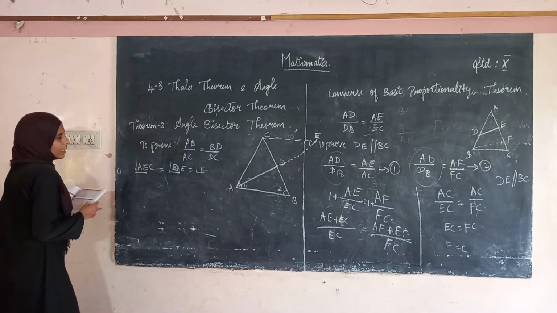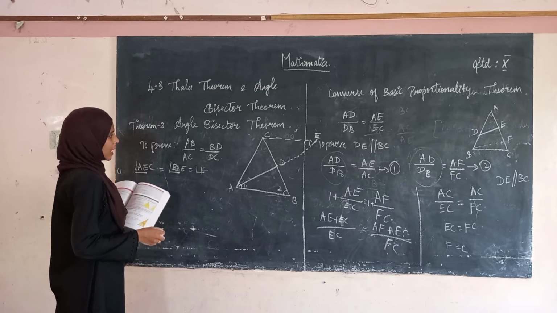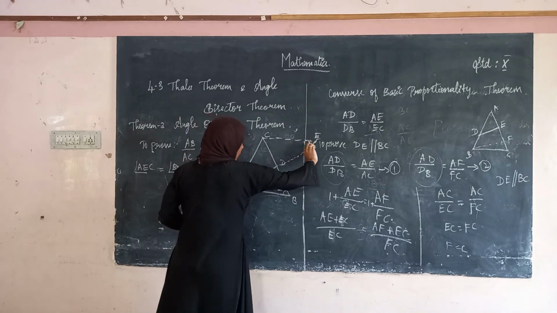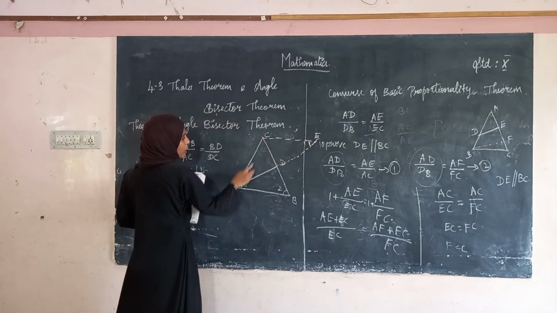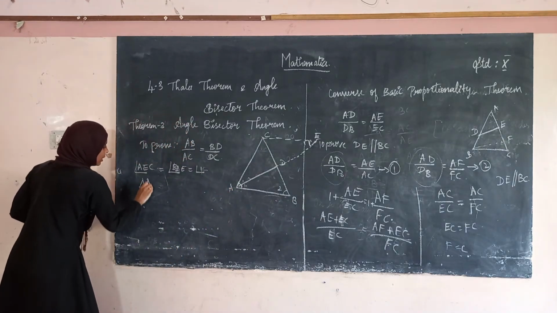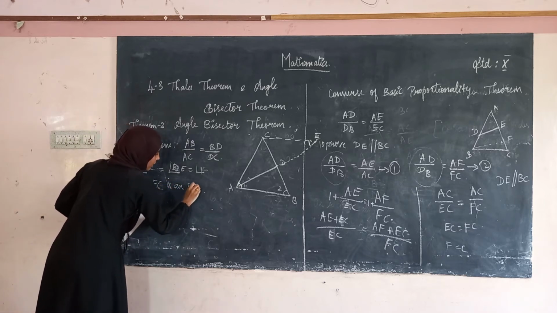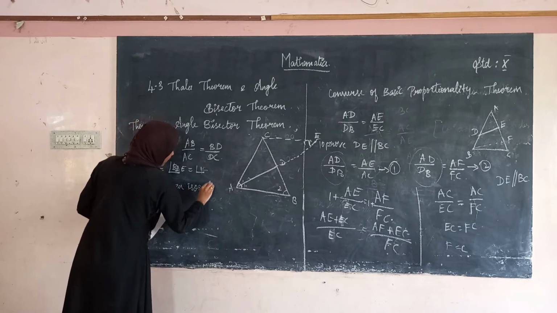And then see here, triangle AEC is an isosceles triangle, since this is also 1 and this is also 1. Therefore, two angles are same. Therefore, we can say that triangle AEC is an isosceles triangle. Okay, it is an isosceles triangle.